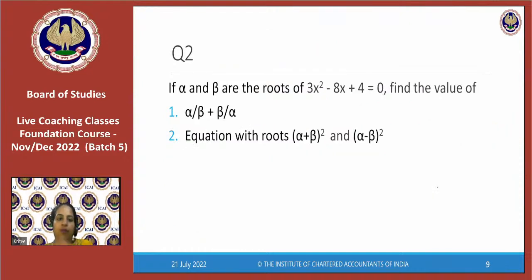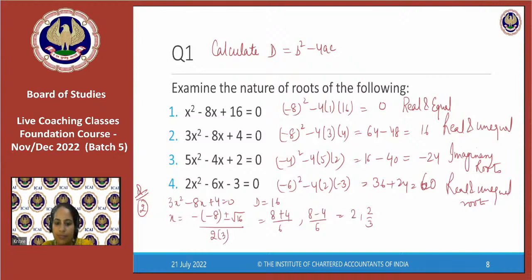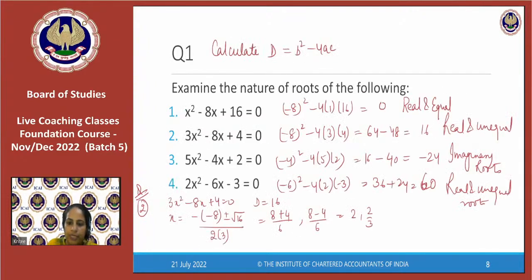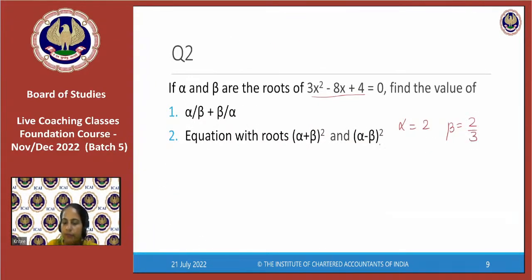Now the second type of question. If alpha and beta are the roots of these equations, we just now solved it. So alpha and beta are the roots of these equations. That means what is alpha now? Alpha is 2 and beta is 2 by 3. Now, if alpha and beta are the two roots of the equation, find the value of the first part.